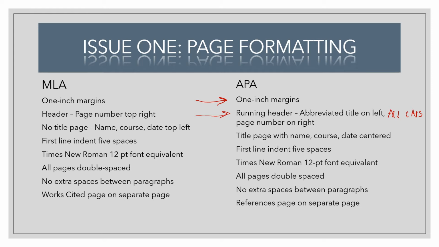The next thing to look at is the information about yourself. So in MLA, there's no title page. You put your name, your course, and the date in the top left corner. In APA, you will have a title page. Your name, course, and date go in the center of the title page, 4 inches down.